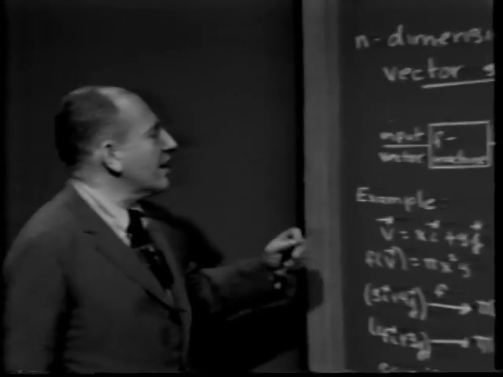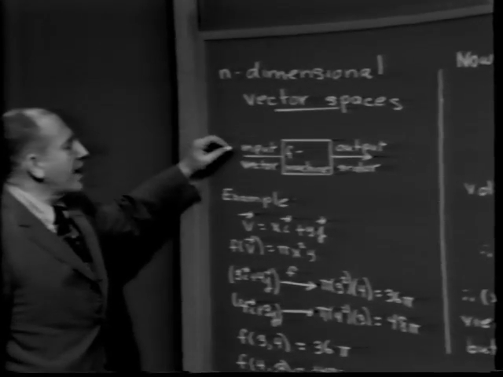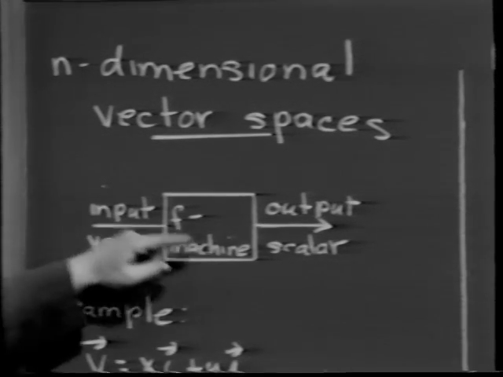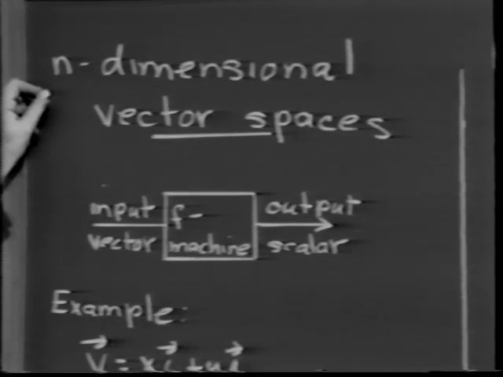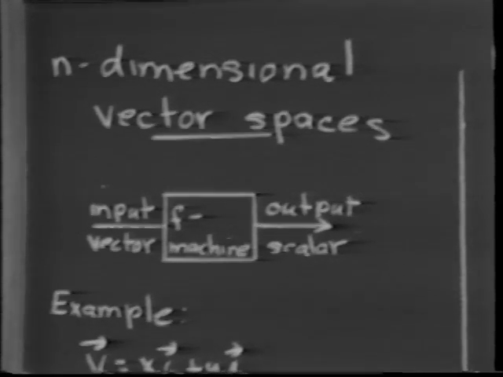Namely, our function machine could have either a vector or a scalar as its input, and either a vector or a scalar as its output. Part one of our course centered around the case where both the input and the output were scalars, whereas the previous block of material concerned the case where our input was a scalar and our output was a vector. Today, we're going to discuss the situation where our input is a vector and our output is a scalar. I call today's lecture n-dimensional vector spaces.